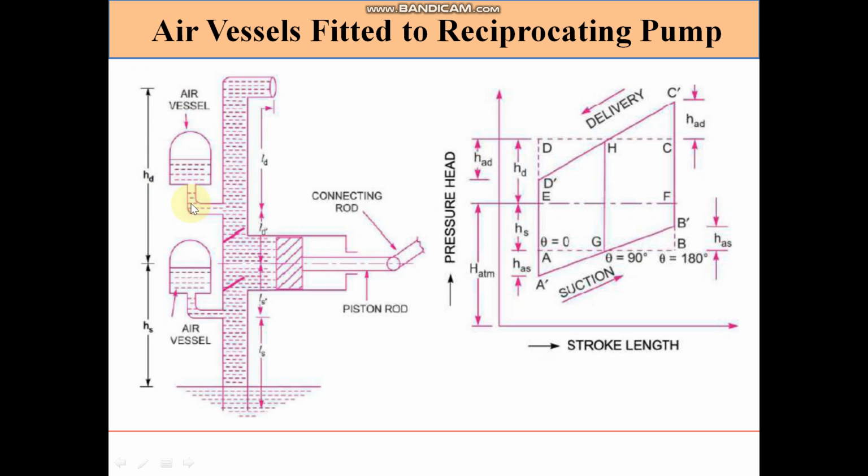Air vessel consists of air at the top and water at the bottom. From the bottom, water may enter or may leave to the delivery or suction pipe. So these devices are connected very close to the cylinder. Now let's see how air vessels are useful to deliver the continuous discharge.